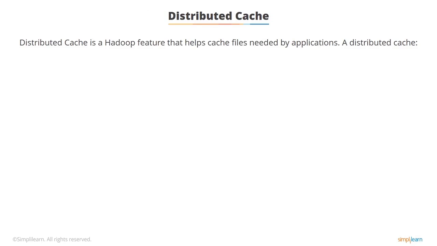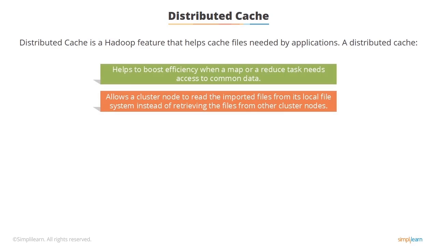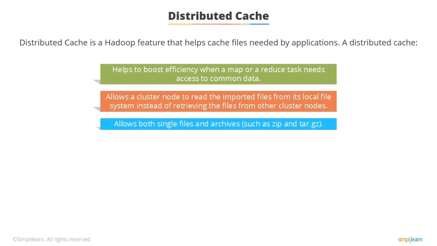Distributed cache is a Hadoop feature to cache files needed by applications. A distributed cache helps boost efficiency when a MapReduce task needs access to common data. It allows a cluster node to read the imported files from its local file system instead of retrieving the files from other cluster nodes. It allows both single files and archives like zip and tar.gz.